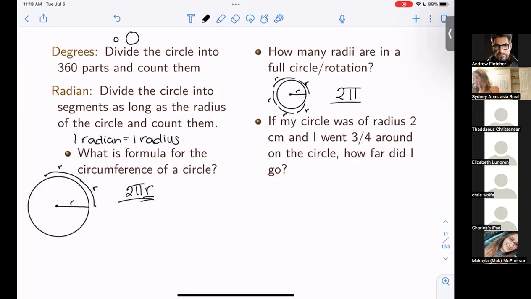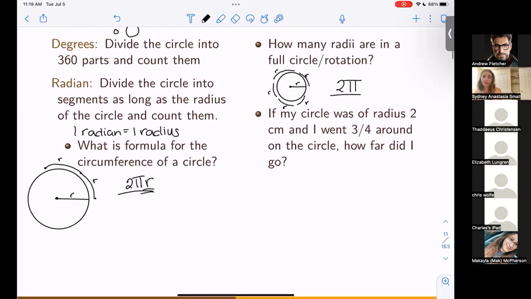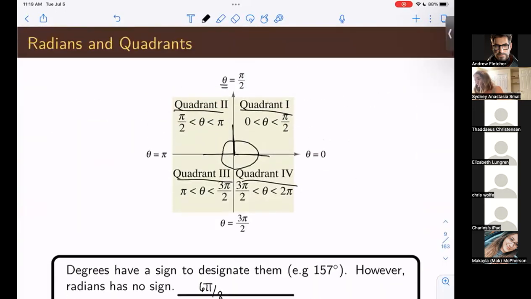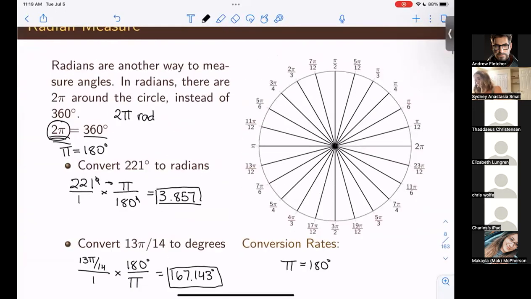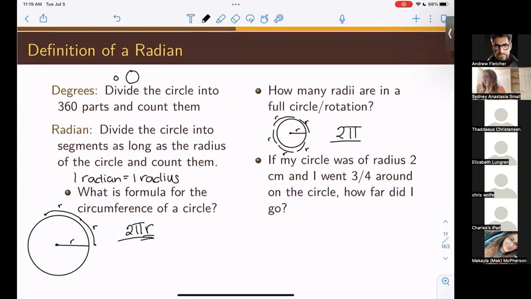And when we say full circle rotation, that's just another way to say circumference. So there are 2 pi radii in a full circle. Convenient. That's exactly what we said a couple slides ago, that there are 2 pi radians around a circle. Math works out sometimes. It's nice.